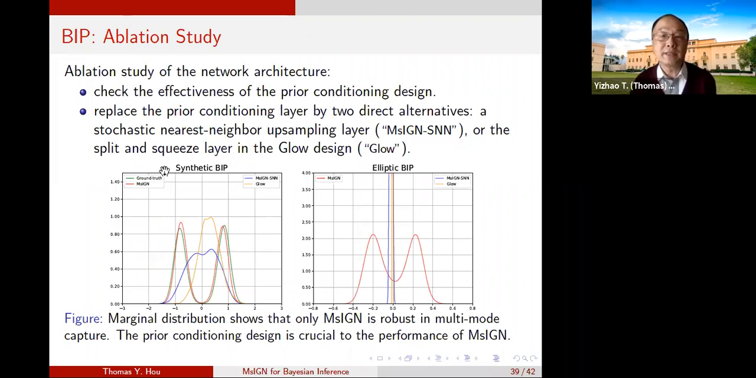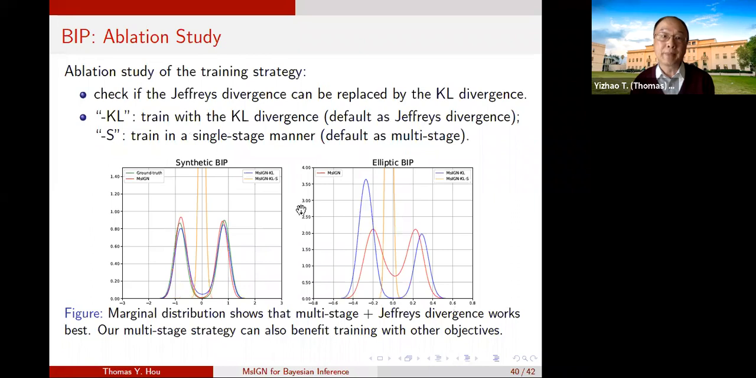We also tried to see if the prior conditioning is really necessary. Can you replace it by something else? For example, we tested against the so-called nearest neighbor upsampling method, and also the split and squeeze method, to replace the prior conditioning step. Then you can see that in the synthetic case, where we know the exact solution, the other two approaches, the nearest neighbor upsampling and the split and squeeze, completely miss the multiple modes, right? And the elliptic PDE is also the same. So only our original method using the prior conditioning captures the multiple modes.